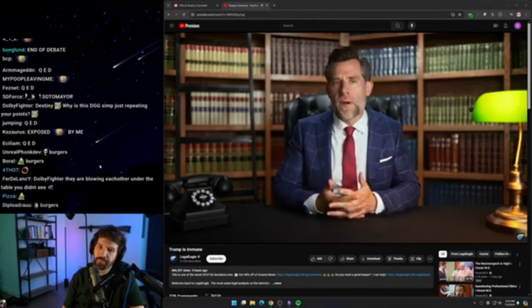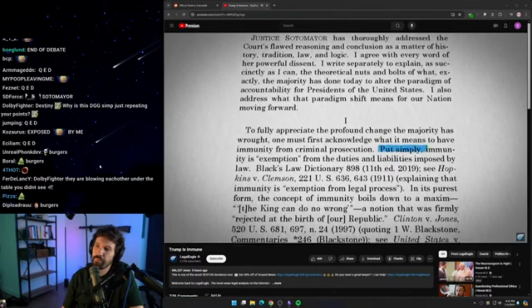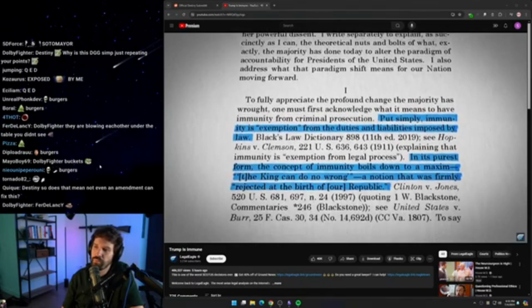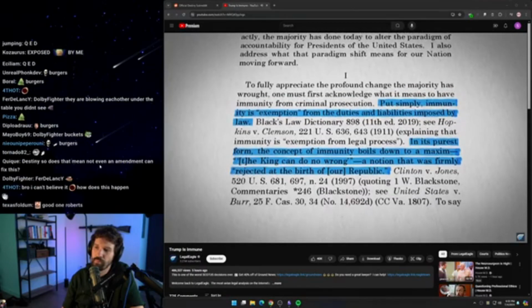And the ramifications of declaring the president above criminal law are huge. Justice Jackson explains, quote, put simply, immunity is exemption from the duties and liabilities imposed by law. In its purest form, the concept of immunity boils down to a maxim, the king can do no wrong, a notion that was firmly rejected at the birth of our republic.